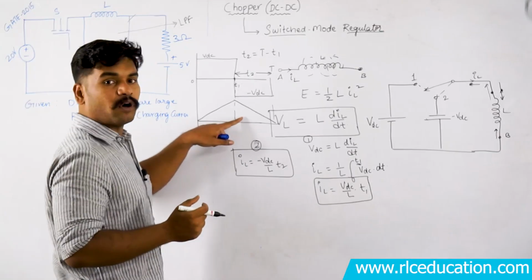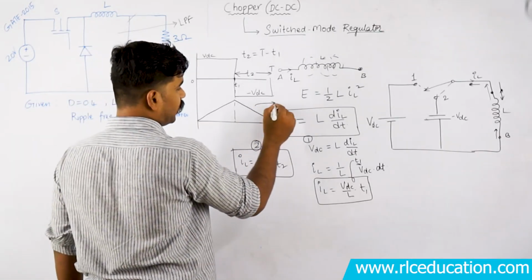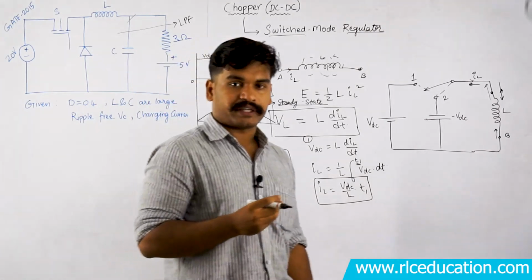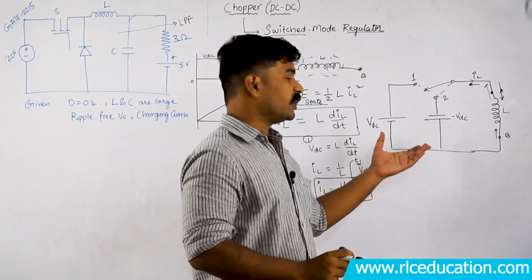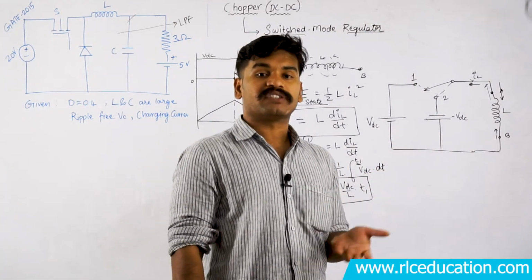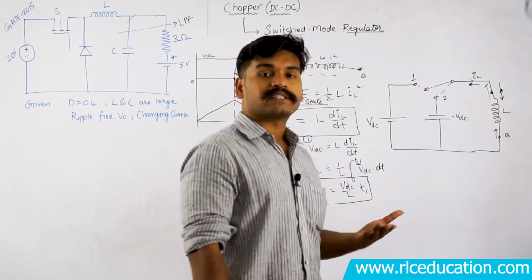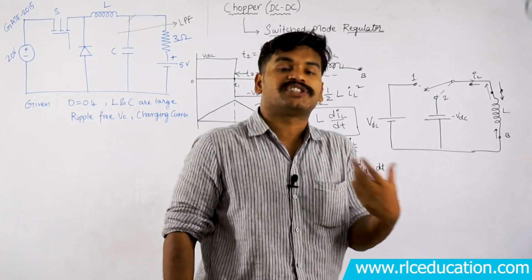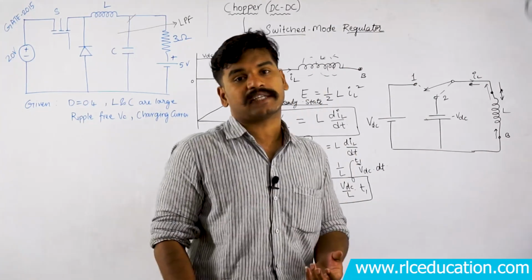If the current waveform is like this, this is called the steady state condition of the inductor. What do you mean by steady state condition of the inductor? When the inductor is subjected to different switching cycles, that means once the inductor is connected to one polarity of voltage, and once the inductor is discharging, or the inductor itself is acting as a source.